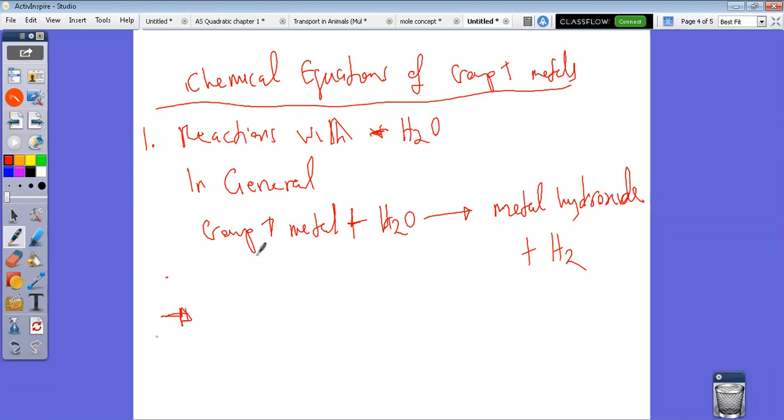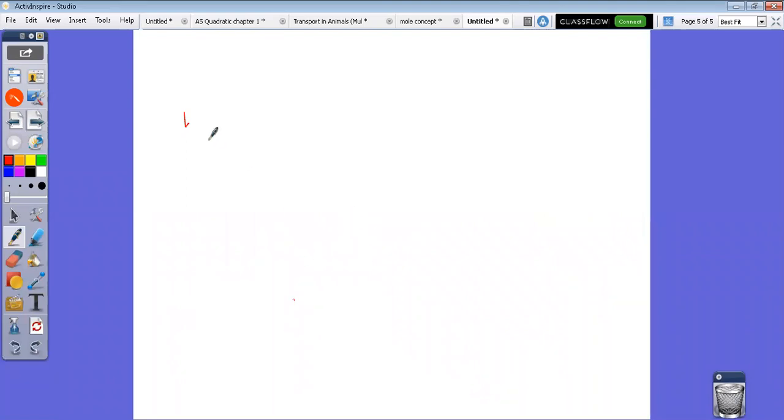Why is my pen no longer writing nicely? Did I do something? Someone was doing something to my pen.